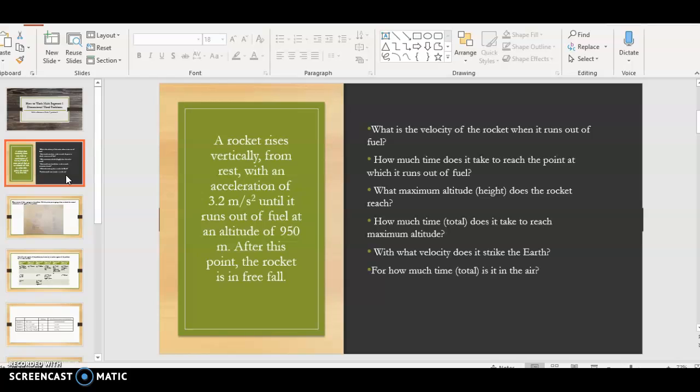After this point, the rocket is in free fall, which means acceleration switches from 3.2 meters per second squared to negative 9.8 meters per second squared. So we're going to answer the following parts of this problem. What is the velocity of the rocket when it runs out of fuel? How much time does it take to reach the point at which it runs out of fuel? What maximum altitude or height does the rocket reach? How much time total does it take for it to reach the maximum altitude? With what velocity does it strike Earth? And how much time total is it in the air?